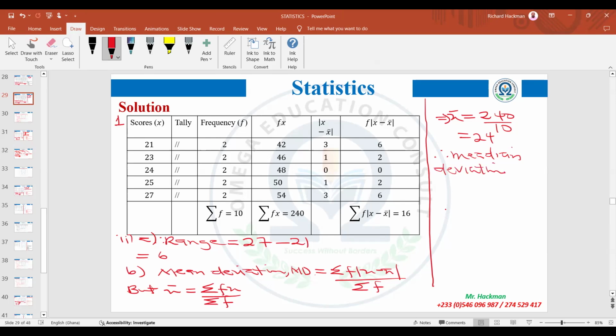Okay, will be equal to. So now let's substitute. Remember we said it's the summation of the products, so it will be 16 over the summation of f, and that is 10. So that will give us 1.6. Am I right? Yes, it's 1.6. Usually when it comes to statistics, please leave your answers in decimal. So that will give us the results that we have there.